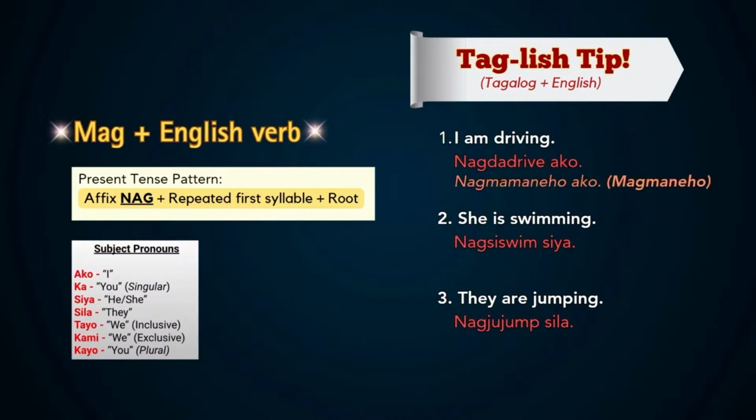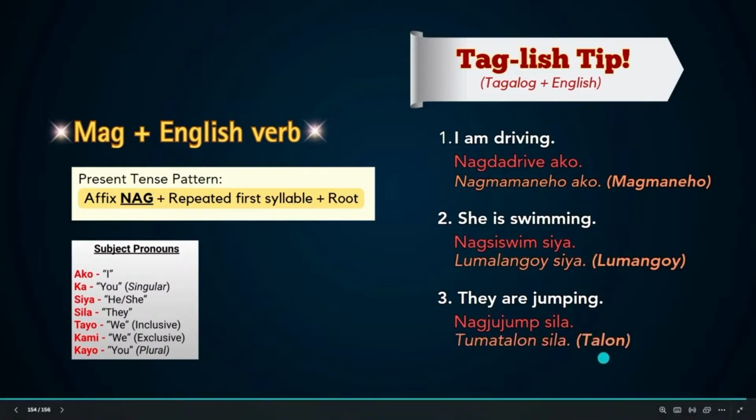So, to drive in Tagalog is magmaneho. So, nagmamaneho ako. I am driving. To swim in Tagalog is lumangoy. So, lumalangoy siya. She is swimming. And then to jump in Tagalog is talon. Tumatalon sila. They are jumping.